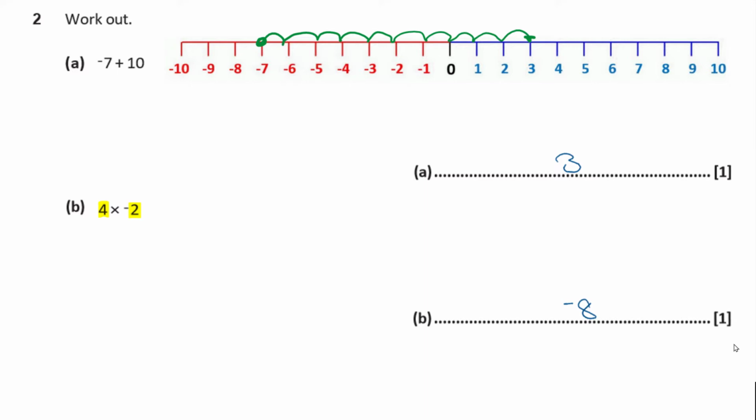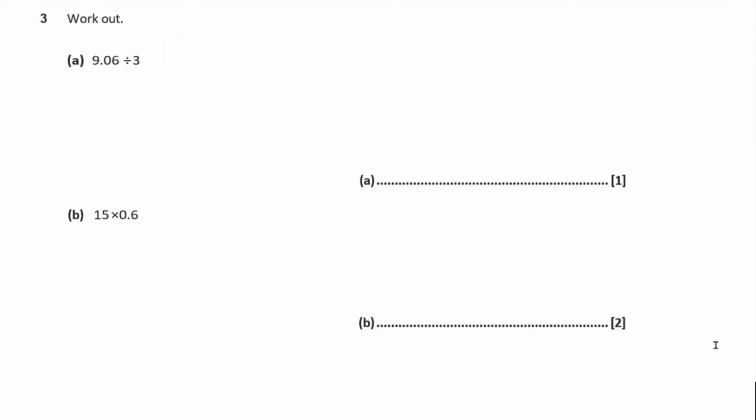Okay, but yeah, you know, if negative numbers aren't your thing, just spend 2 minutes drawing out a number line. It won't kill you, and it might help you gain another extra couple of marks on the paper. Right, let's move on. Question 3, work out 9.06 divided by 3.